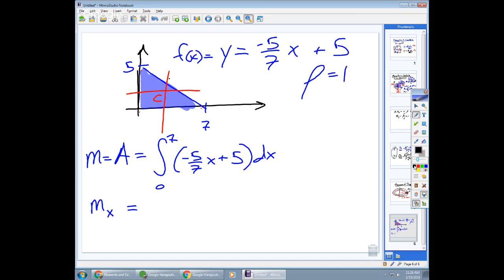Switch colors here. So the moment about the x-axis is the integral from 0 to 7. Now my rho is 1. If I'm going about the x-axis, I need the distance vertically away from x, so that's a y value. So that one right there was my function squared. So negative 5/7 x plus 5, squared. There was a slight catch in there. What was the catch on the constant? It was half, 1/2.